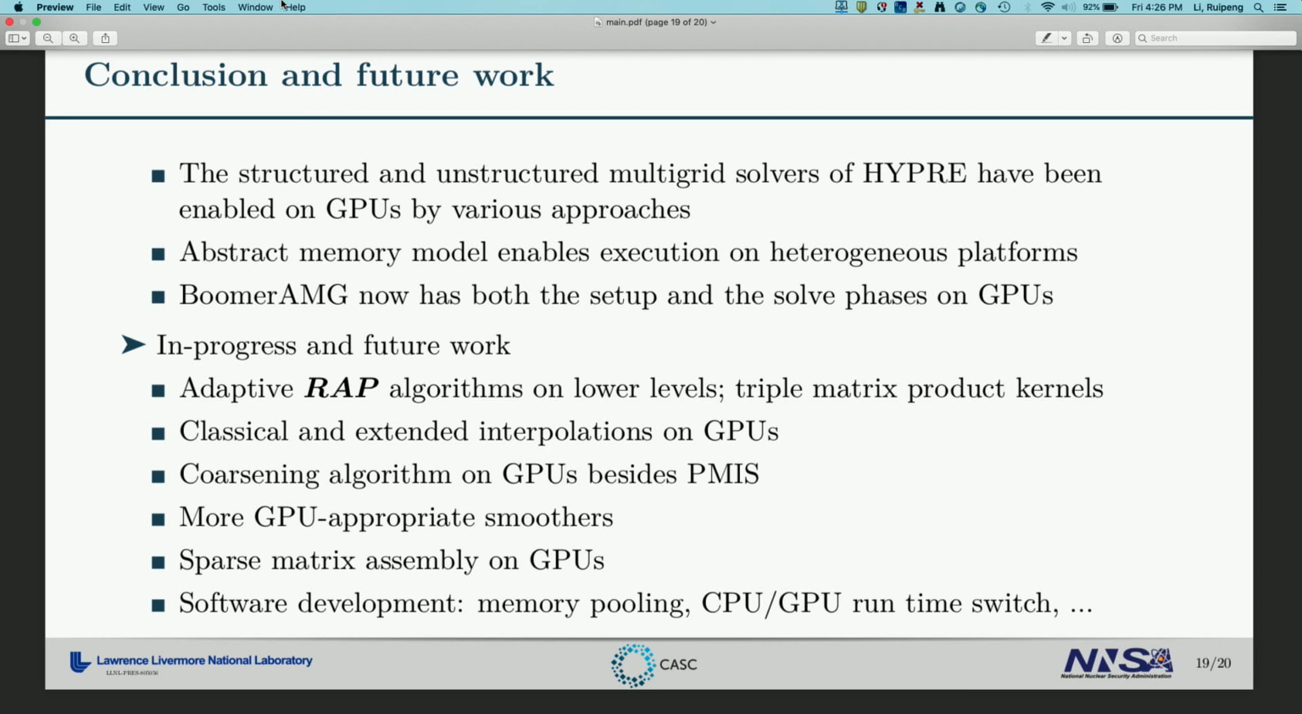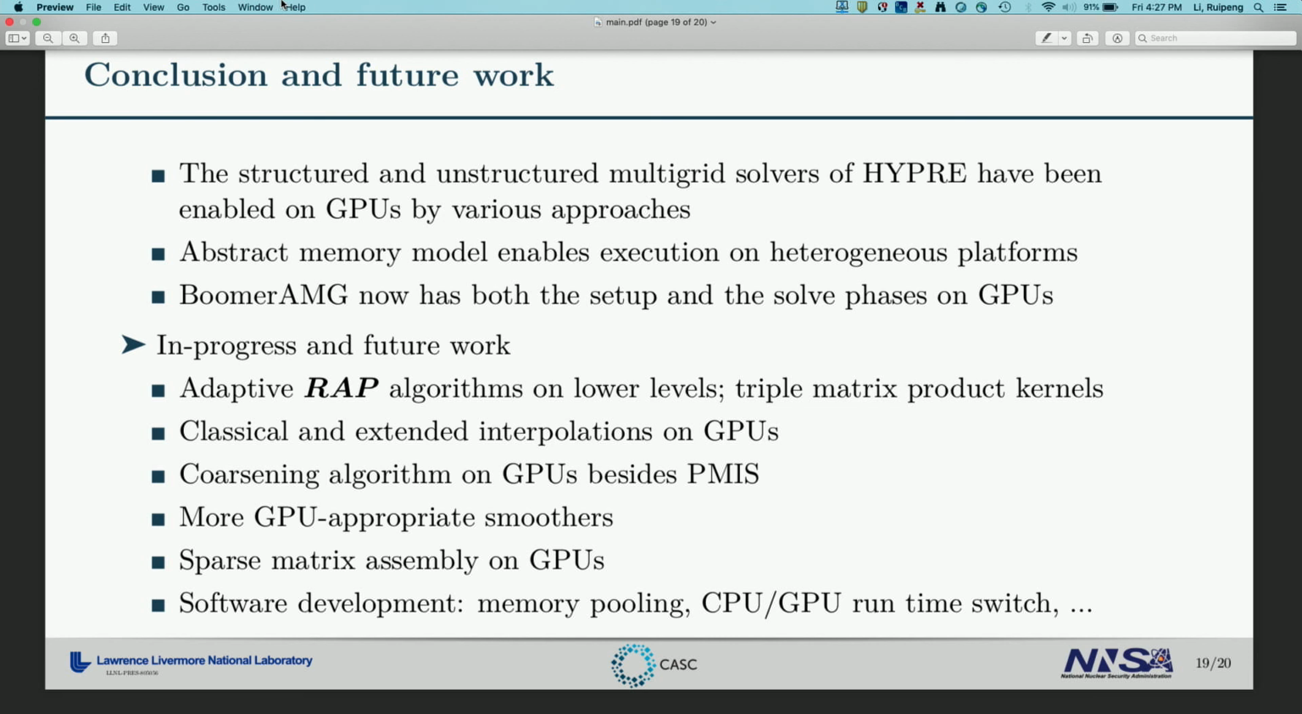Since, as I said, the RAP is still the most expensive part on GPU, we want to take a deeper look at it. Maybe across the levels, there may be some clever ways to choose the algorithm to make the RAP on lower levels faster, because on lower levels the matrices are smaller, so we can probably use more memory. We are also looking at a triple matrix product kernel on GPU instead of computing RAP in pairs, and implementing better interpolations on GPU. I have talked about some of them. We also want to think about coarsening options besides PMIS. And Steve and Kasha are looking at more GPU-appropriate smoothers now.